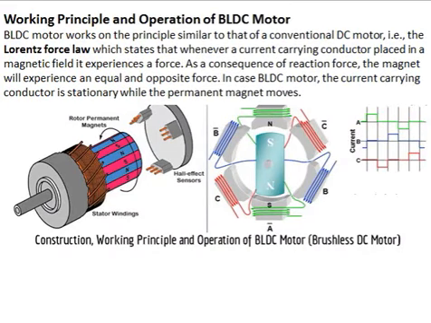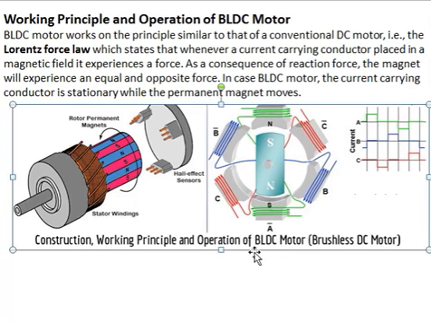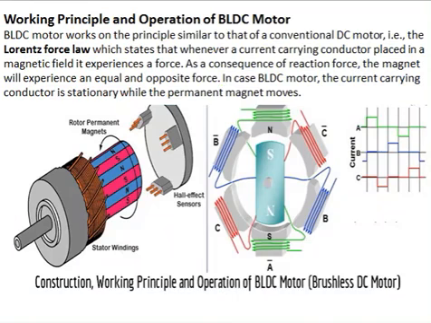Working principle and operation of BLDC motor. BLDC motor works on the principle similar to that of a conventional DC motor, i.e., the Lorentz force law, which states that whenever a current-carrying conductor is placed in a magnetic field it experiences a force. As a consequence of reaction force, the magnet will experience an equal and opposite force. In case of BLDC motor, the current-carrying conductor is stationary while the permanent magnet moves.